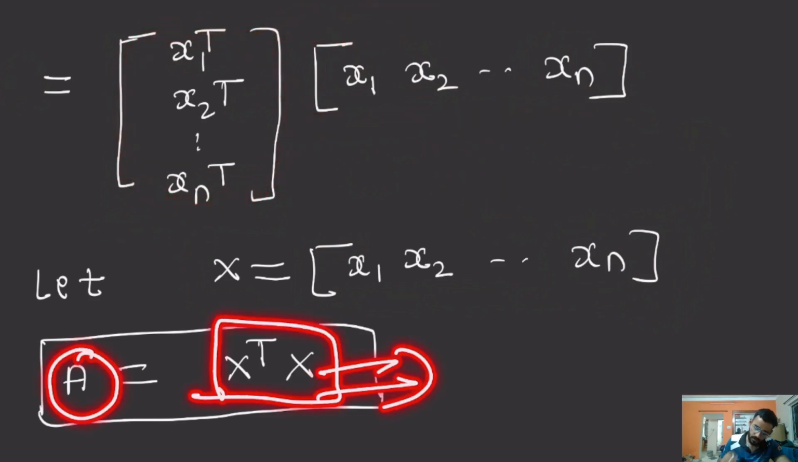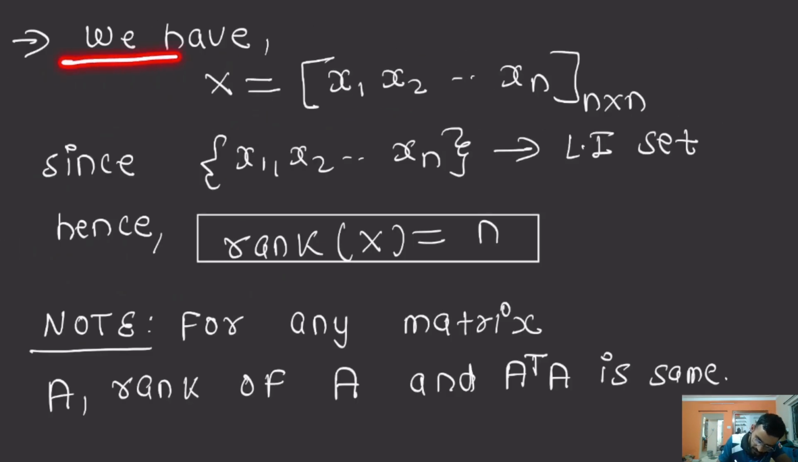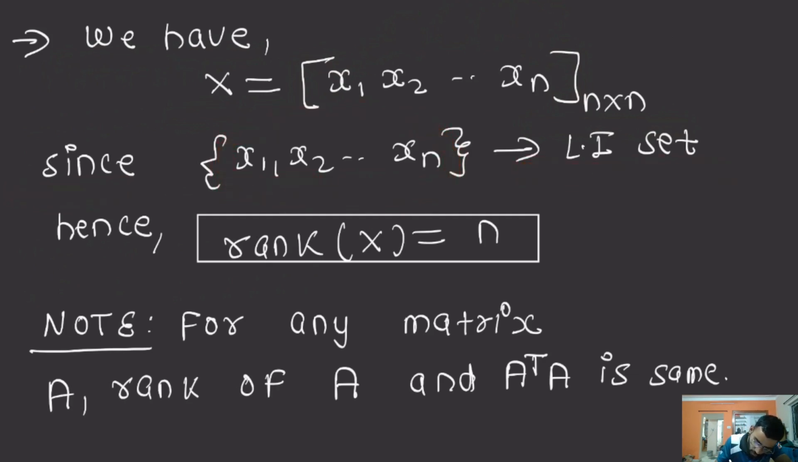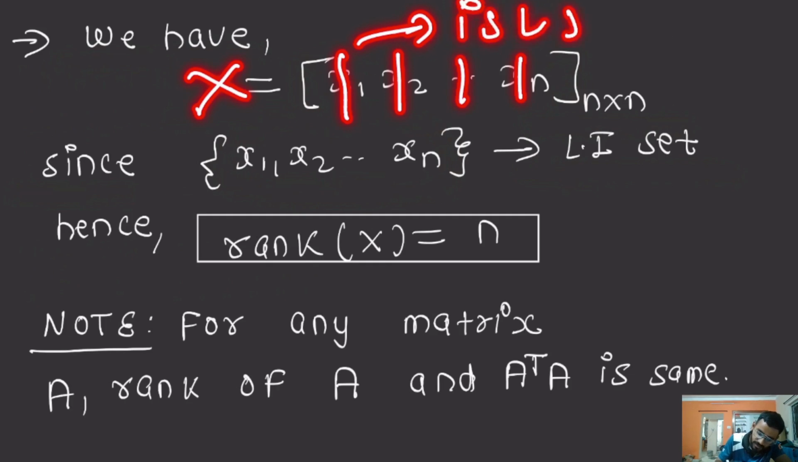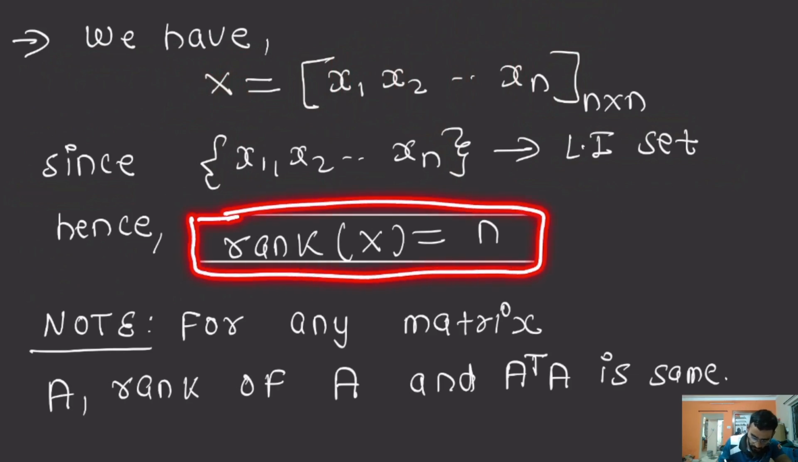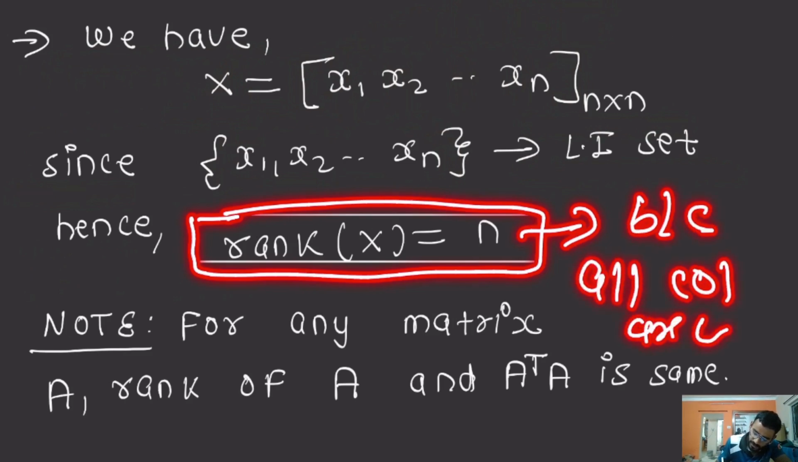Now we have assumed that capital X is equal to x1 x2 ... xn, which is an n cross n matrix, because each belongs to Rn. And we are given that this set x1 x2 ... xn is linearly independent, which means all the columns of matrix X are linearly independent. Hence we can say that rank of X is equal to n, because all columns are linearly independent.